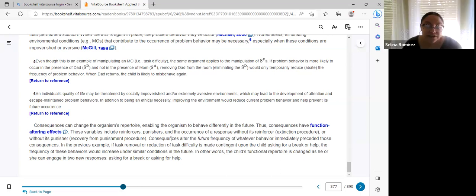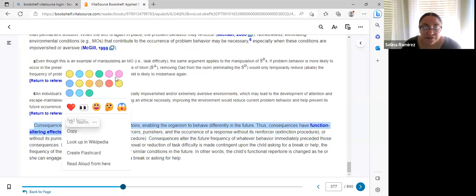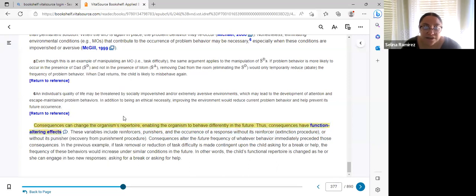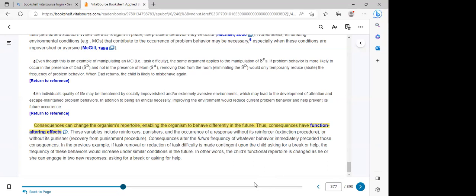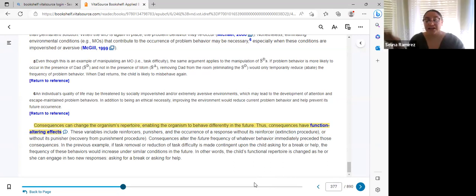Consequences can change the organism's repertoire, enabling the organism to behave differently in the future. Thus, consequences have function-altering effects. This is probably the most important sentence of your whole entire life. This is how I know the difference between antecedent-based strategies and consequence-based strategies.